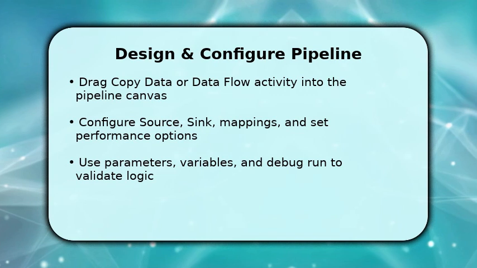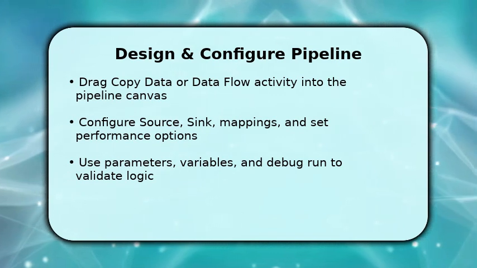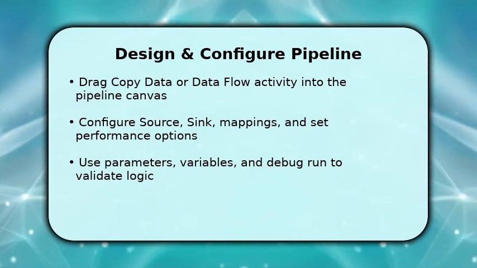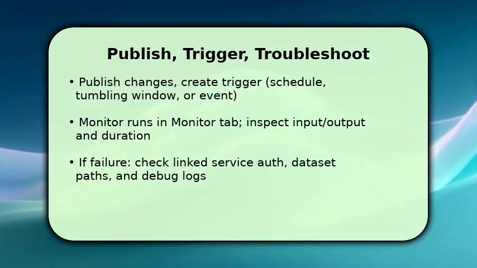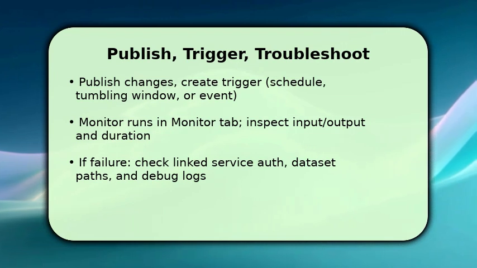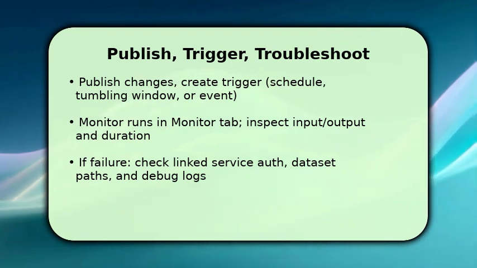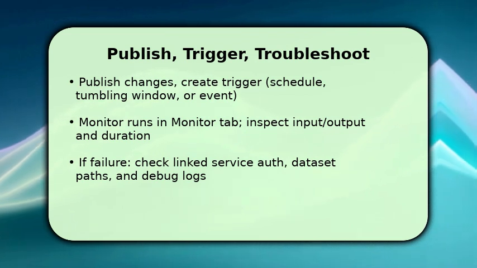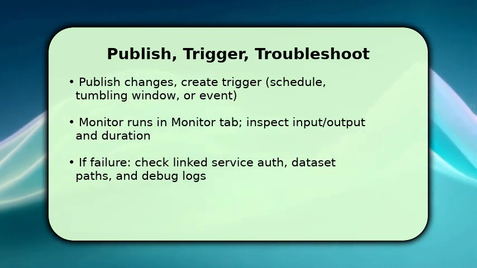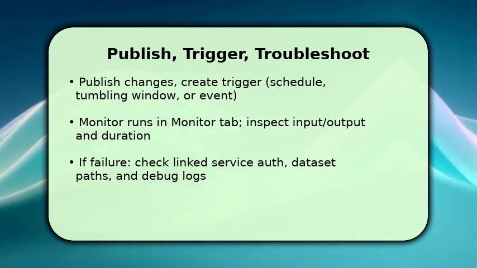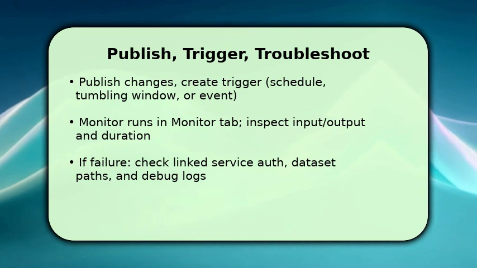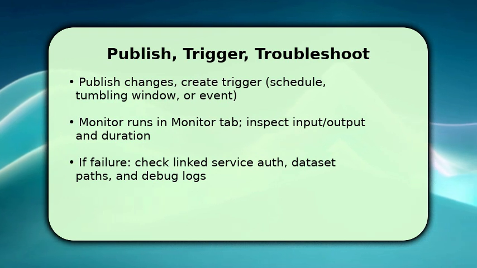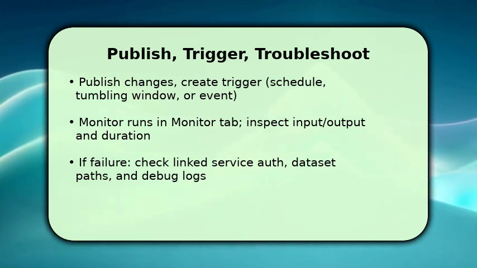You finish by publishing your pipeline changes and creating a trigger. Choose schedule, tumbling window, or event-based depending on requirements. Once the trigger runs, monitor executions in the Monitor tab to confirm success and observe duration, throughput, and row counts. If something goes wrong, pause and check linked service authentication, dataset paths, and parameter values, then rerun a debug session. As a key tip, inspect activity error messages and the output JSON.